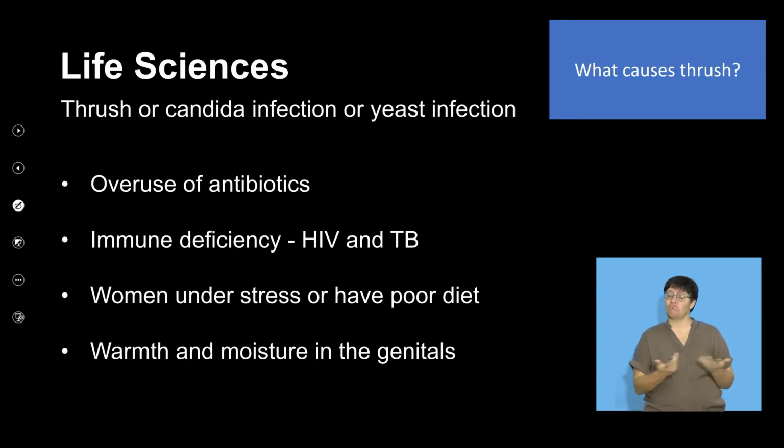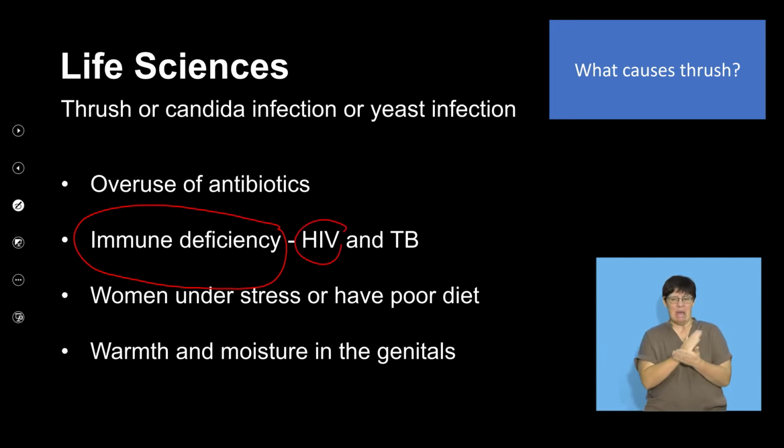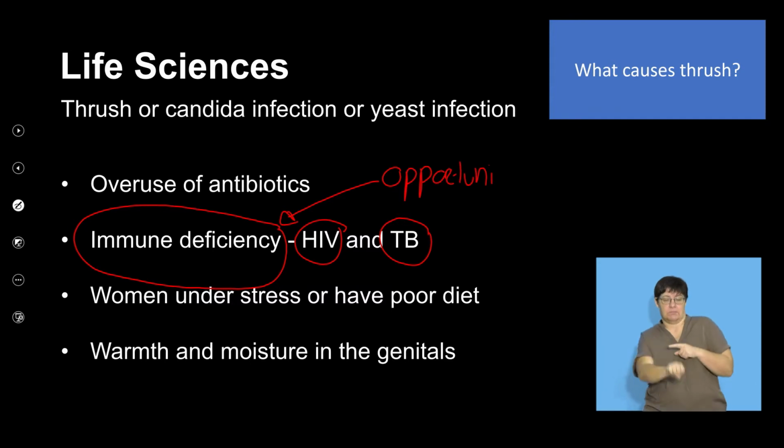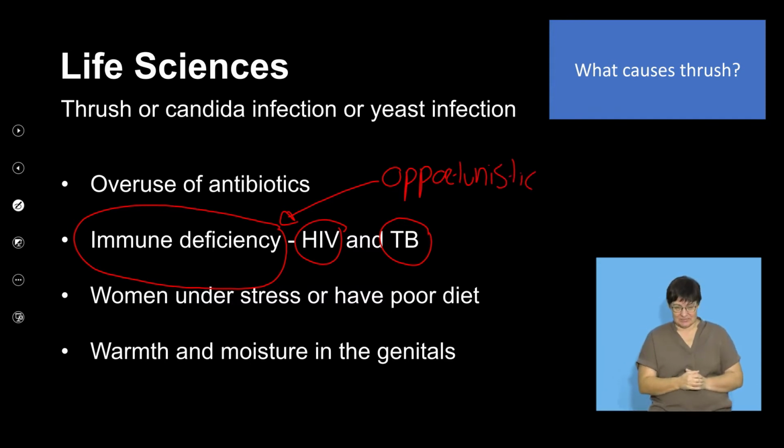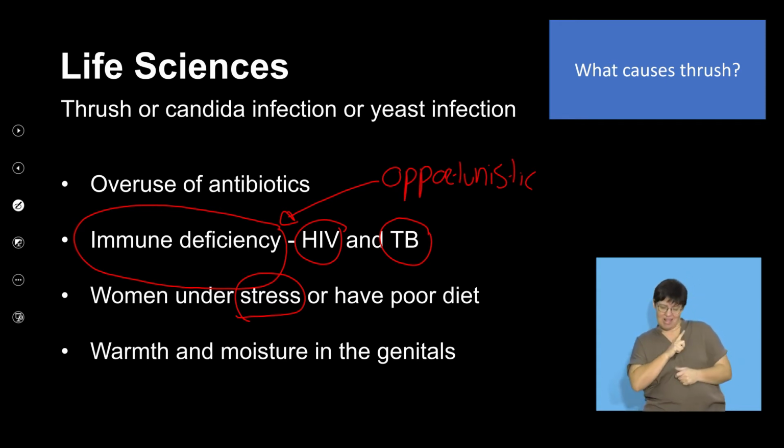Guys, as I said to you, the overuse of antibiotics is what causes it. In immune deficiency, it happens a lot. Remember, your immune system is there to fight infection. And if you have some kind of disease like HIV and TB, where the immune system is down, it just means that this fungus is, I'm going to use the word, opportunistic. It comes in because something in your body is not working. It happens a lot to women who are under a lot of stress. Your body has a way of telling you that it's stress, and this could be one of the symptoms.